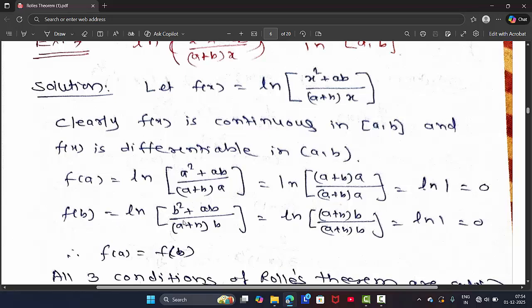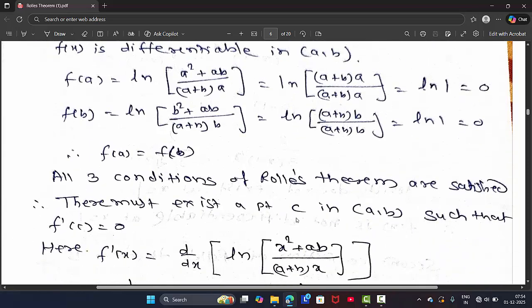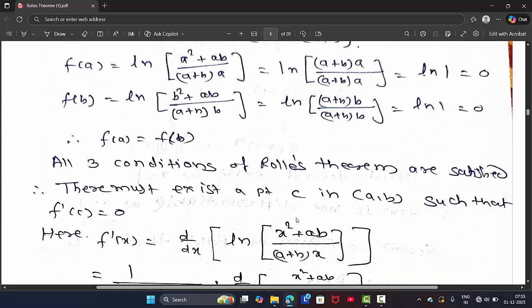And f of b equal to ln of (b square plus ab) divided by (a plus b) into b. Again, from the numerator we can take b common. It becomes ln of (a plus b) into b divided by (a plus b) into b, which is nothing but ln of 1 equal to 0. Therefore, f of a equal to f of b, and thus all the three conditions of Rolle's theorem are satisfied. Therefore, there must exist at least one point c in (a, b) such that f dash c equal to 0.